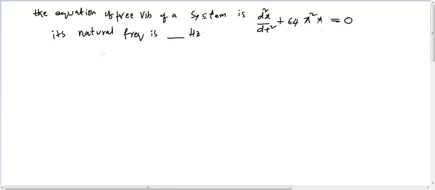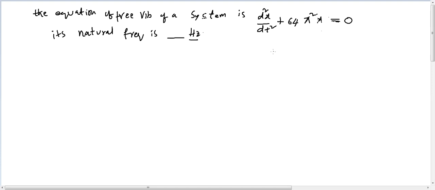Next question: the equation of free vibration of a system is d square x by dt square plus 64 pi square into x equal to 0. Its natural frequency is dash hertz. He is asking the answer in terms of hertz.